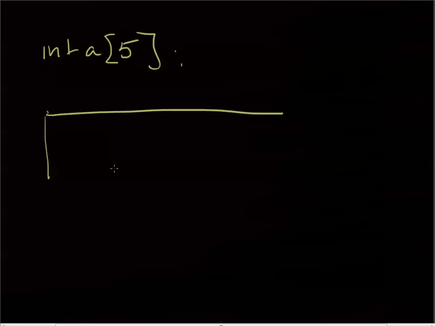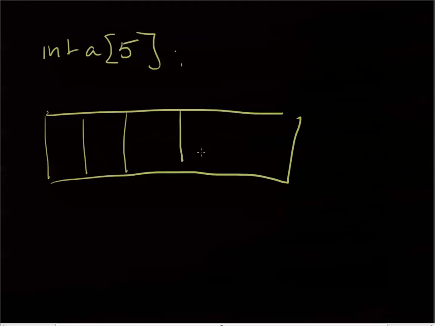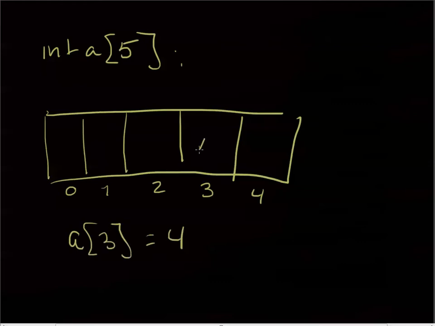When I say int a of size 5, we know that we are getting an array with 5 elements. Index 0, index 1, index 2, index 3, index 4. If I say A3 equals 4, that's going to put the 4 in index 3.